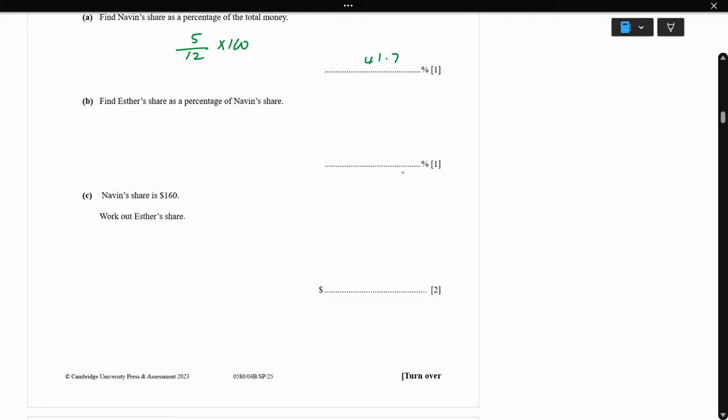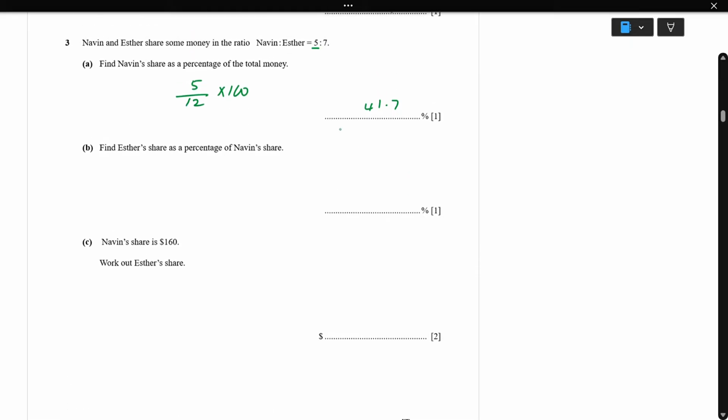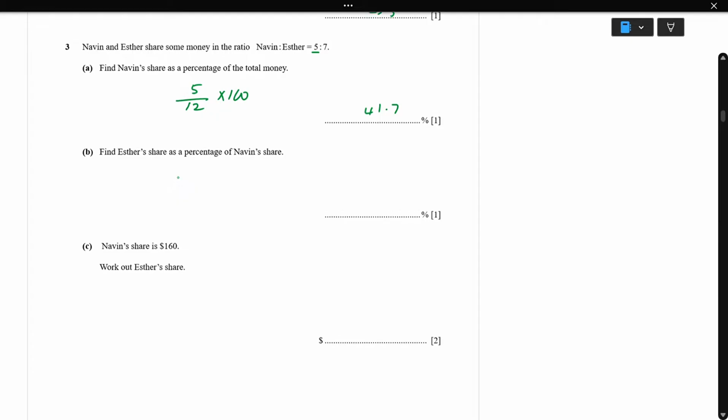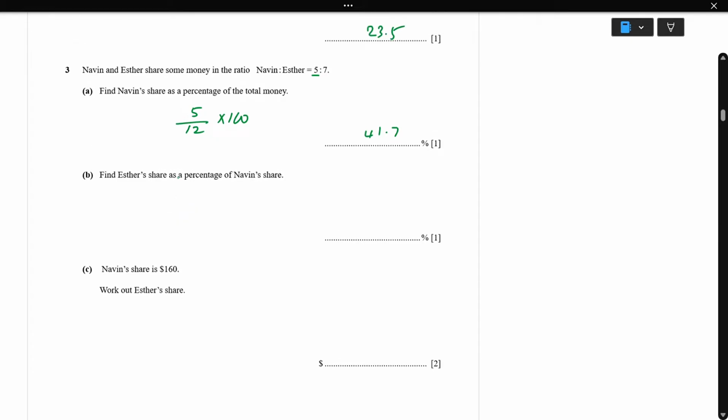Find Esther's share as a percentage of Navin's share. Esther's share is 7 over 5, because this is not about the total value, it is about Esther and Navin's shares. So 7 over 5 times 100, which is 140%.